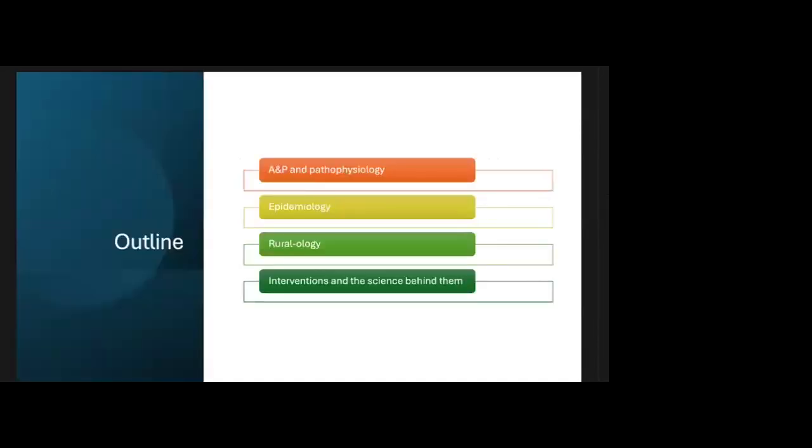All right, so this is what we're going to be talking about today. We're going to do a little anatomy and physiology. I promise it'll be little. And then we'll talk about the pathophysiology of out-of-hospital cardiac arrest. We'll go a little bit into epidemiology, both nationally and at a state level. We'll talk about ruralology and how everything's a little bit different when you're talking about cardiac arrest in the rural world. And we'll talk about interventions, some of the interventions we do, not all of them, and the science behind them.